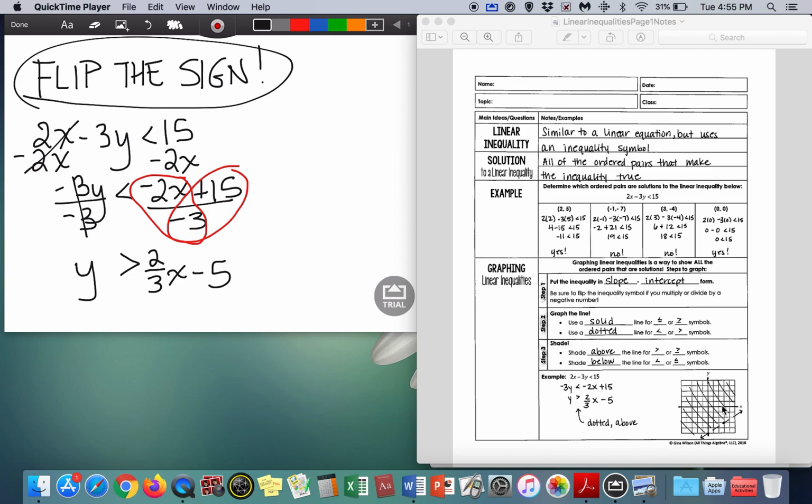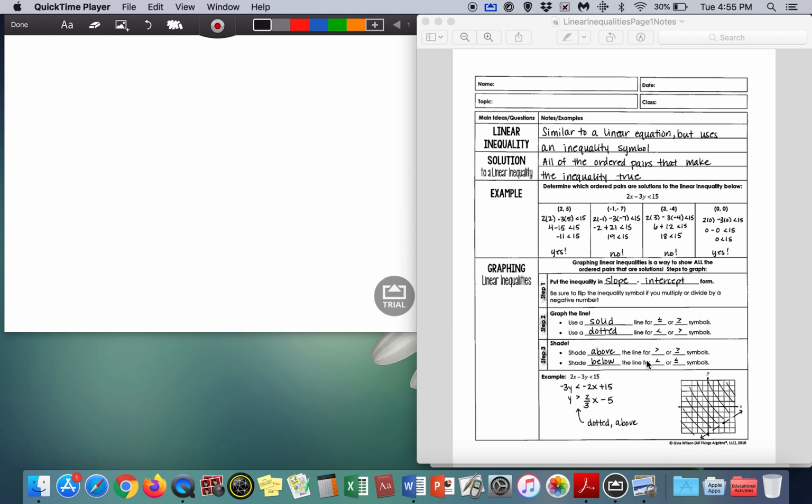And then the last thing is you have to figure out which side to shade. So you're going to shade either above the line or below the line. What that means is all of the points in the shaded area are good points, and all the points in the non-shaded area don't work. So again, for example, on this one, we had y is greater than 2/3 x minus 5. I need to really just pick one point, and if the origin is available, I'm going to do the origin. It has to be a point that is not on the line, because if it's on the line, that's not going to tell me which side to shade. So it's got to be on either side.